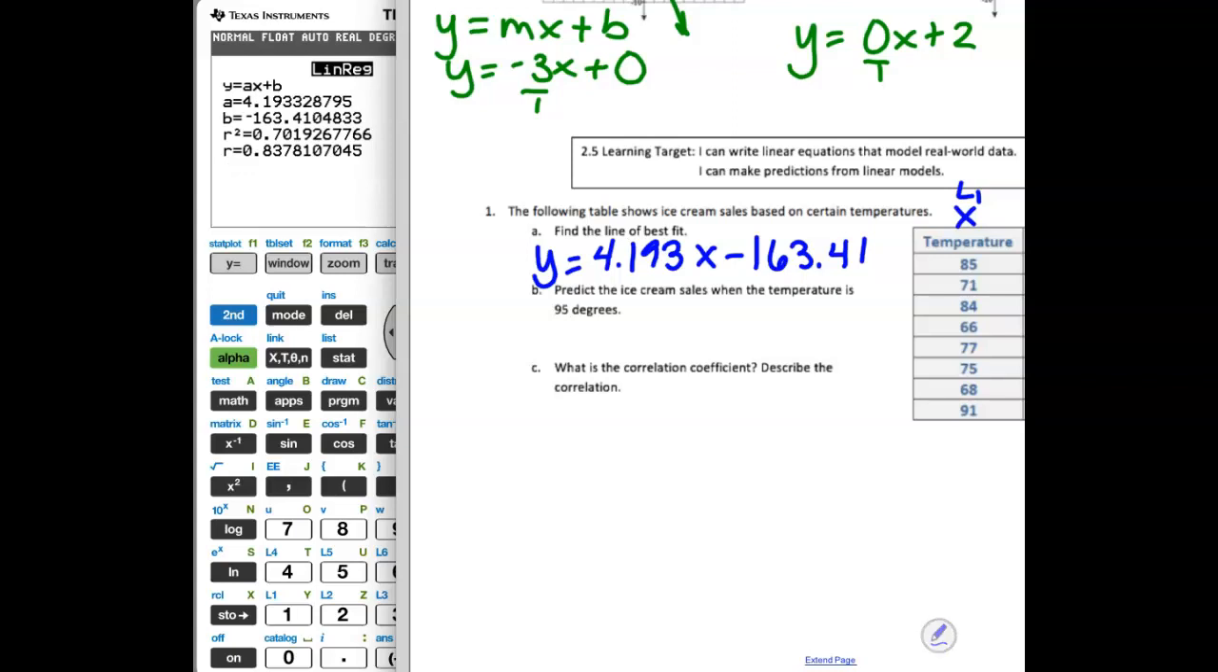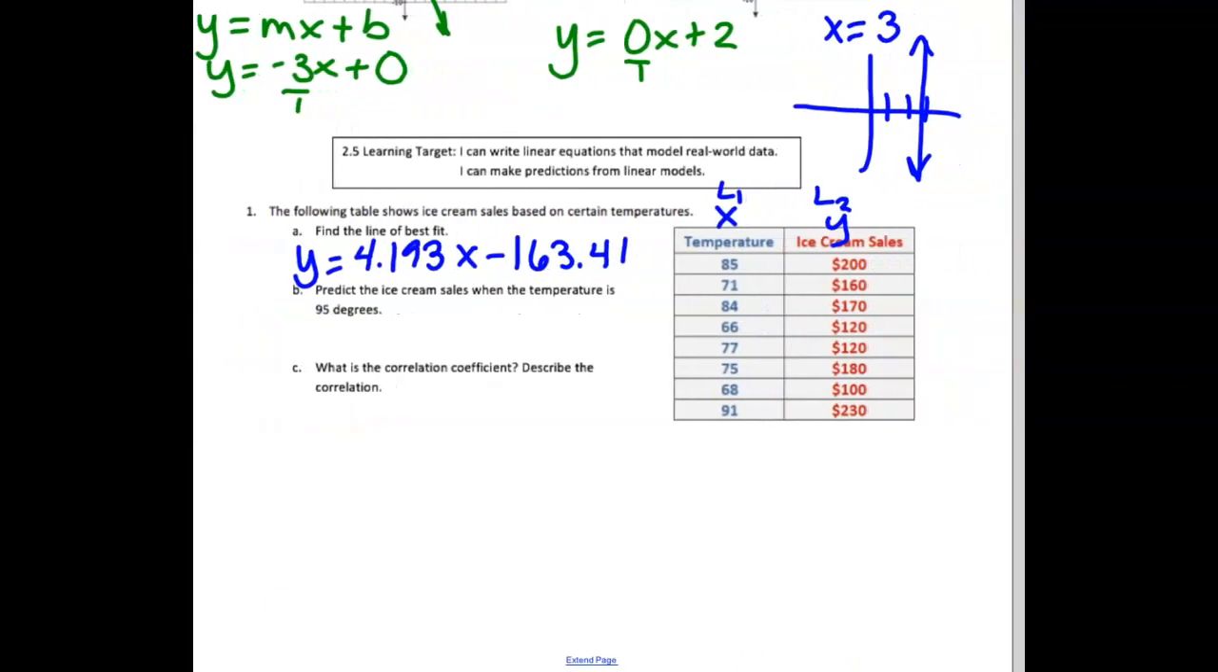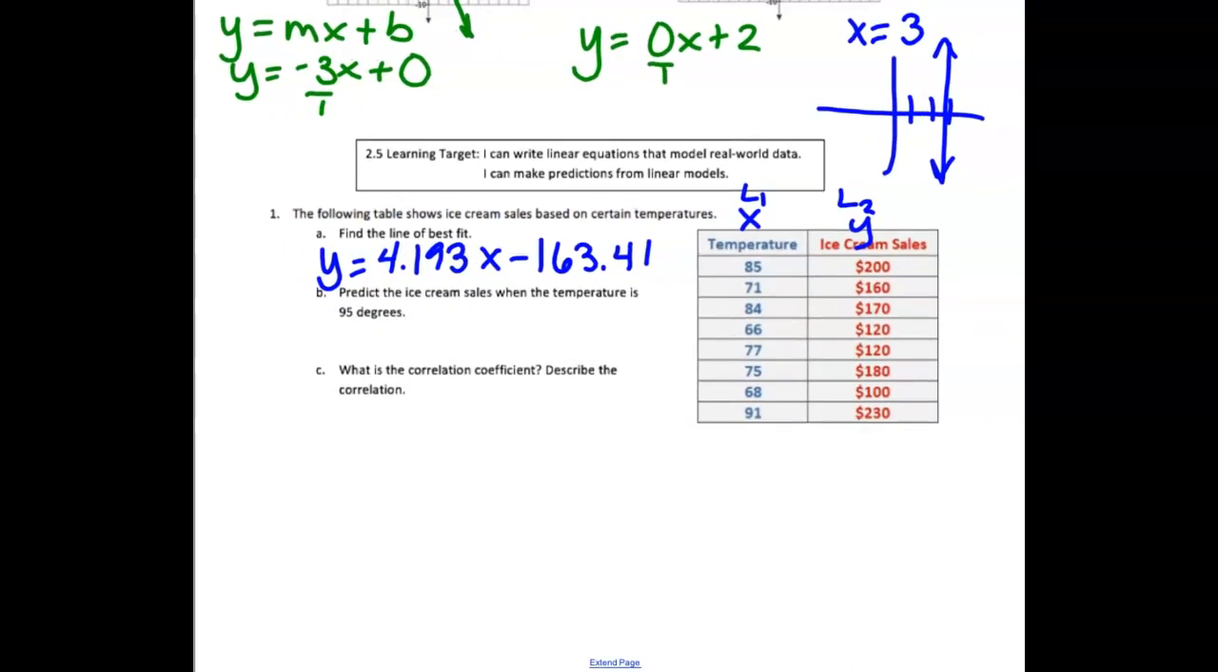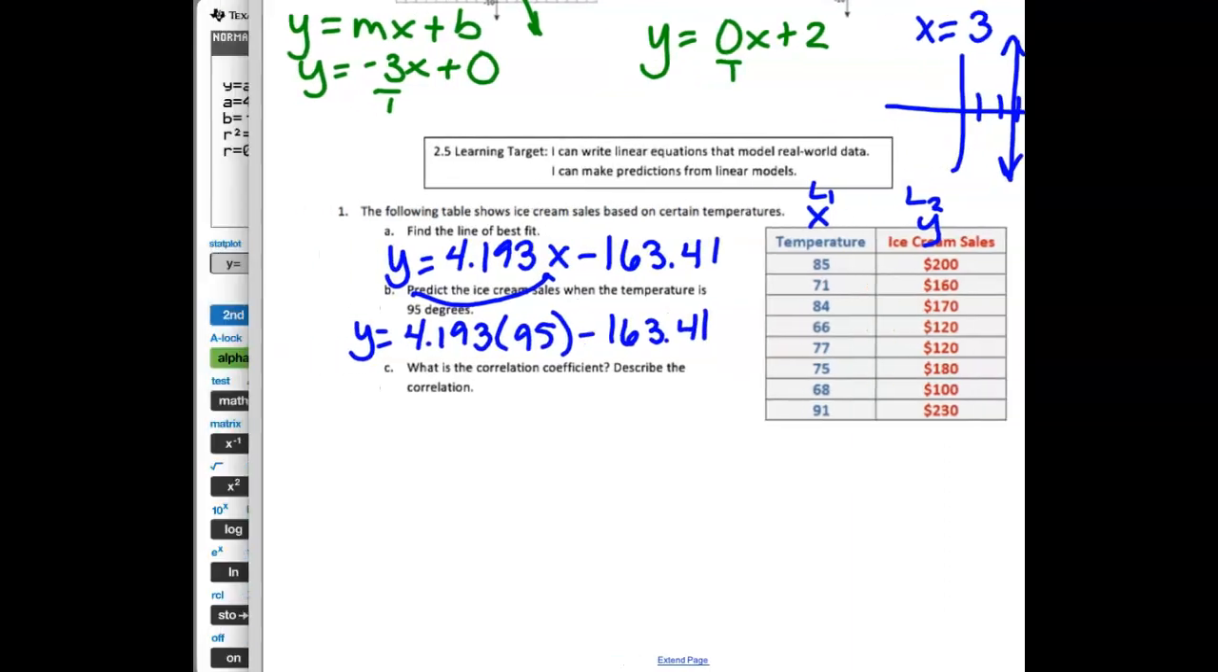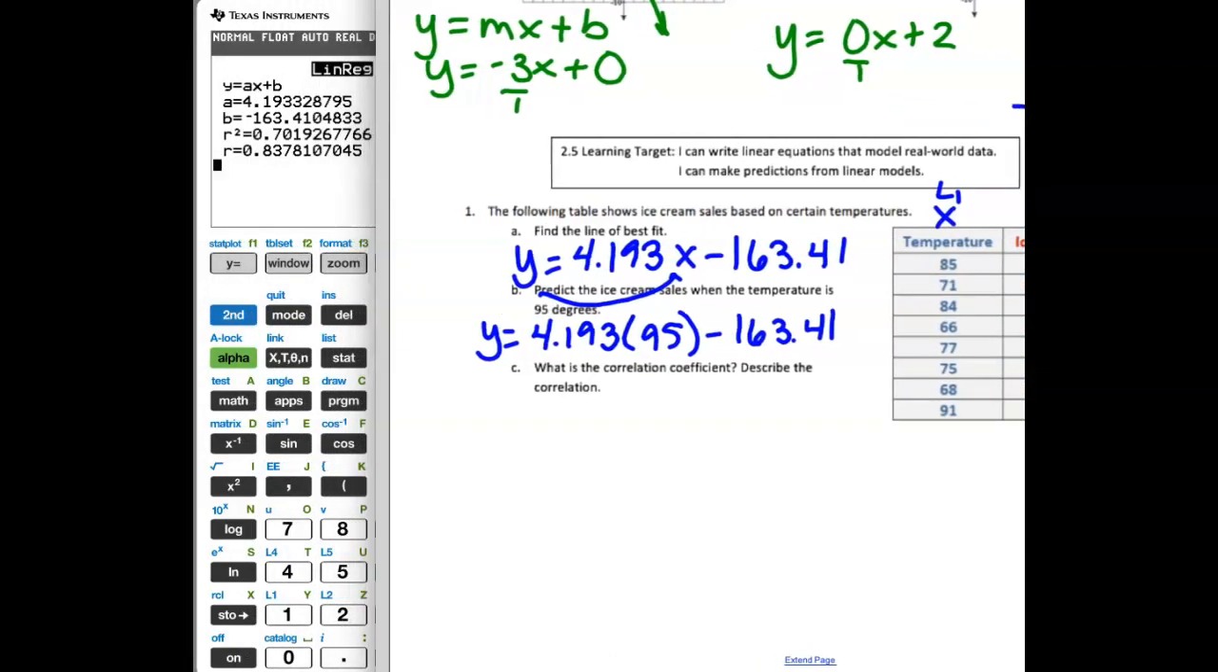Then it says to predict the ice cream sales when the temperature is 95. Since temperature was our x values, we are going to plug that value in for x. So we're going to put 95 in there. So 4.193 times 95 minus 163.41. Before we do that, I am going to just jot down our correlation coefficient. Our R value is 0.837. So the correlation is going to be positive, and it's fairly strong. It's not great, but it's fairly strong positive correlation.